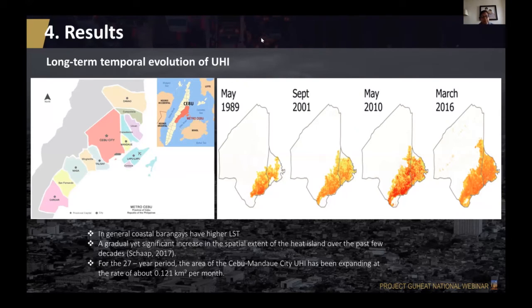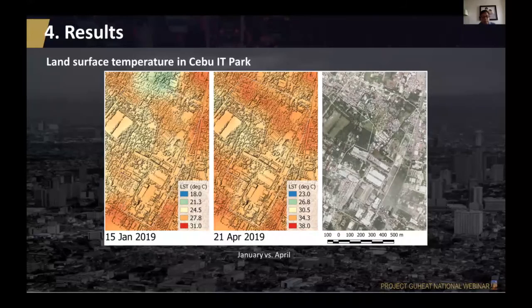We also identified temperature hotspots. We chose IT Park because we can observe that there is development. IT Park is an industrial area, but the buildings are separated from each other and there are open spaces. Now it is surrounded by houses, by residential areas. This is the orthophotograph of the area.